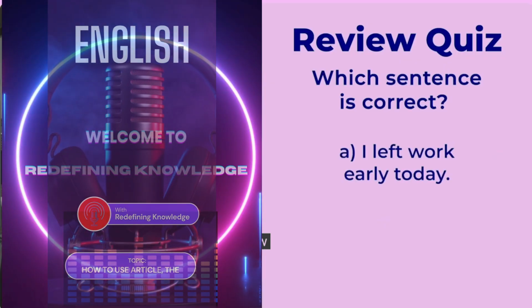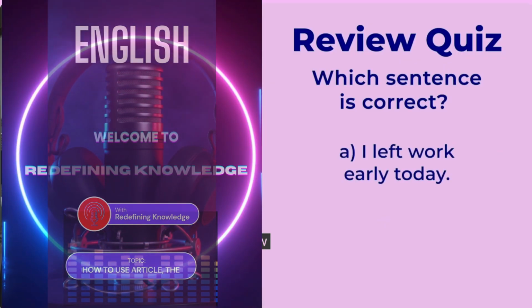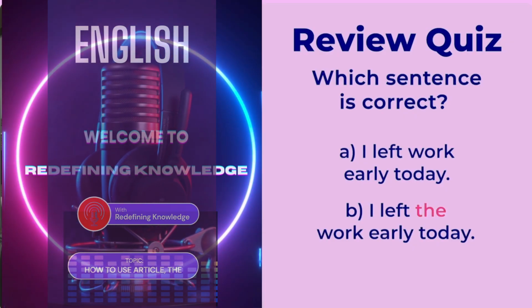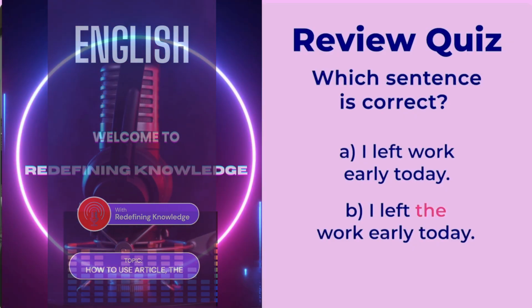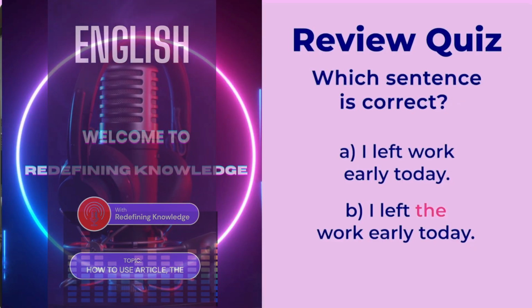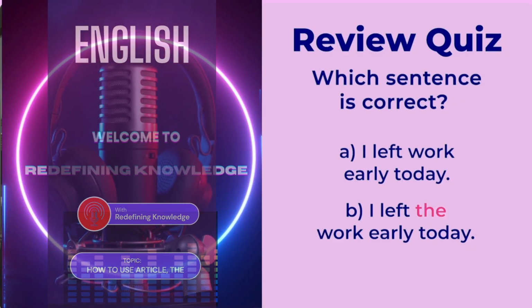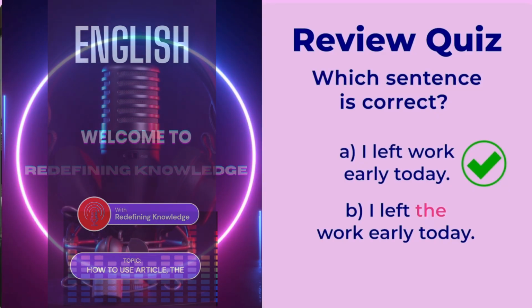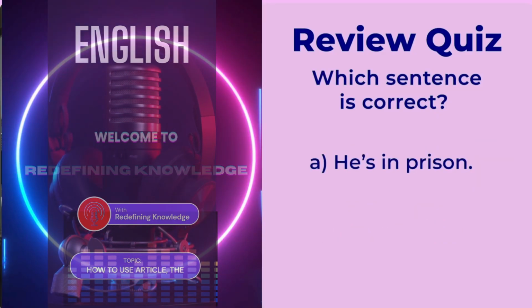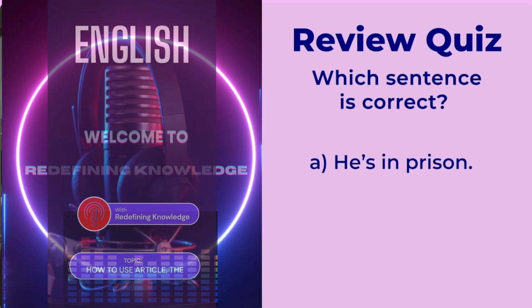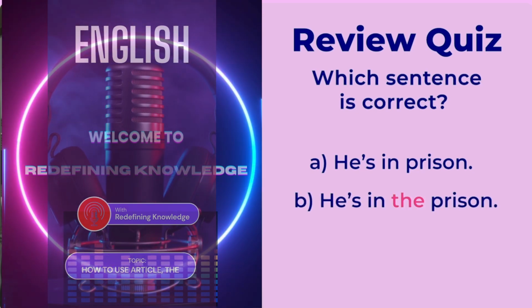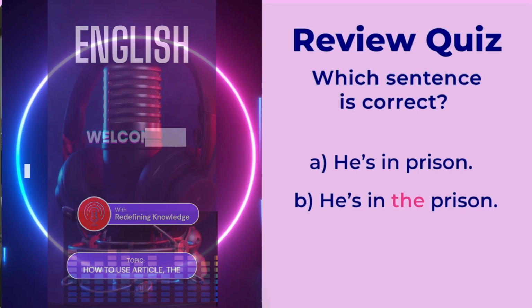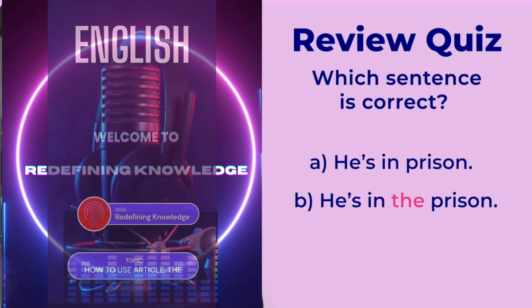How about this one? A. I left work early today. B. I left the work early today. Which one is it? The correct answer is A. I left work early today. How about this one? A. He is in prison. B. He is in the prison. Which one is correct? The correct answer is A.